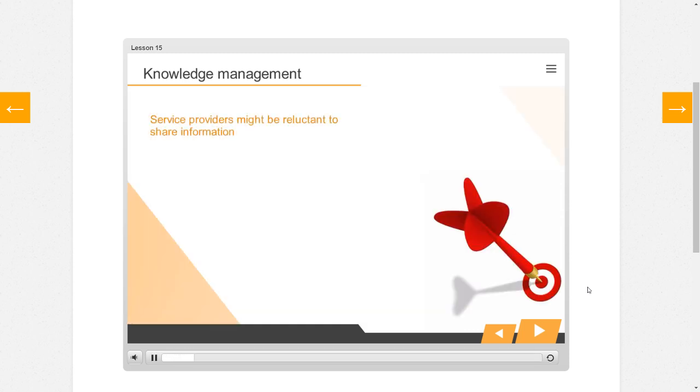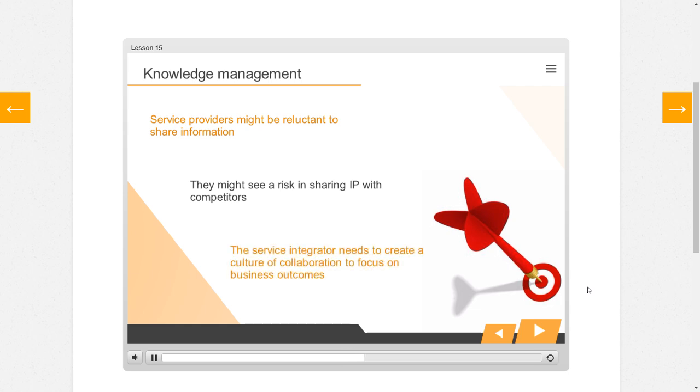Service providers in a SIAM ecosystem might be reluctant to share information to support knowledge management. The other service providers they are working with might be their competitors, so they perceive a risk in sharing their intellectual property. The service integrator needs to work hard to create a culture of collaboration to help the service providers put business outcomes above their own interests. We'll look at how to do this in more detail when we study SIAM challenges and risks later in the course.